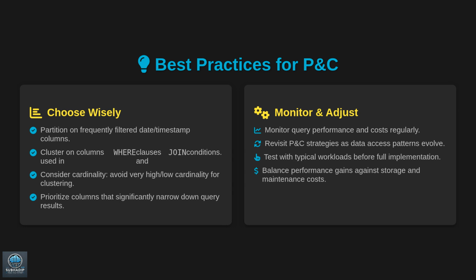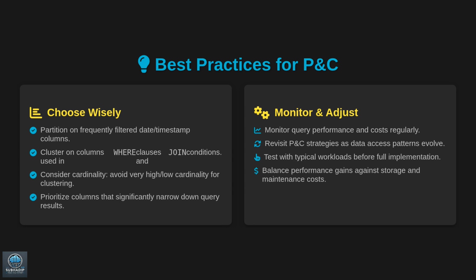To effectively use partitioning and clustering, follow these best practices. First, choose your columns wisely. Partition on frequently filtered date or timestamp columns for time-based data. Cluster on columns often used in where clauses and join conditions. Be mindful of cardinality, avoiding columns with extremely high or low distinct values for clustering. Prioritize columns that significantly narrow down query results.